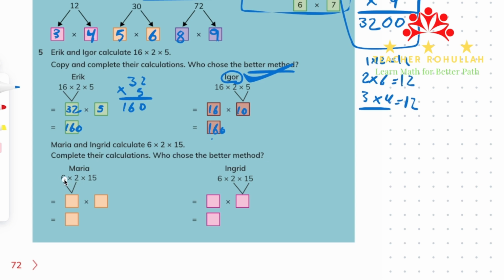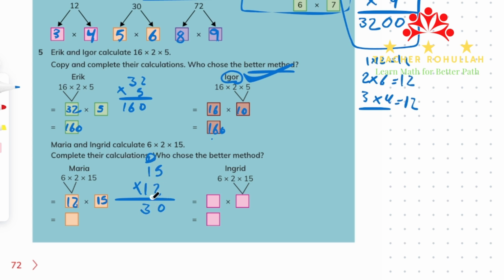Maria has first multiplied 2 and 6. 2 times 6 is 12 and 15 is then multiplied with the product. Now to find the product of 15 and 12, we have to write it in this way. 15 times 12. So 2 times 5 is 10. From 10, 0 we write here and carry 1 above the tens place. And 2 times 1 is 2. 2 plus 1 is 3.